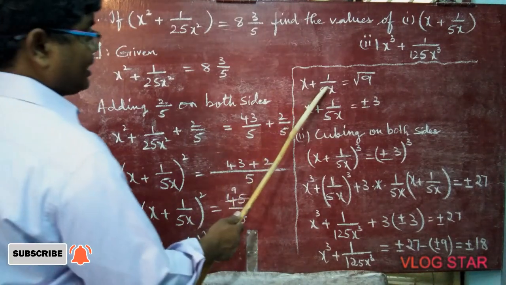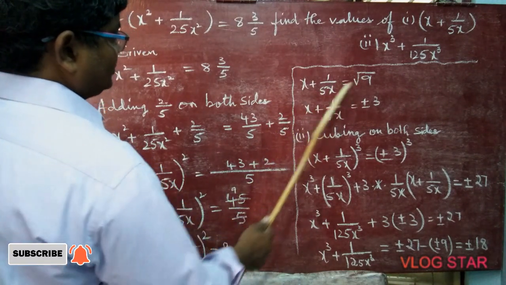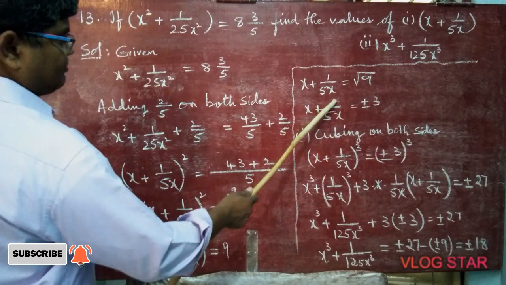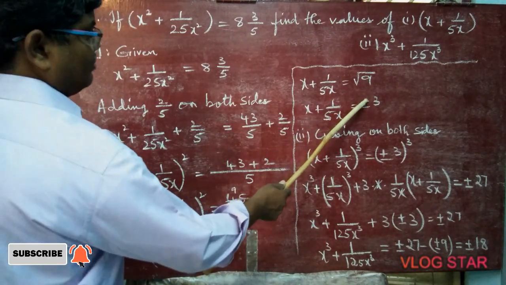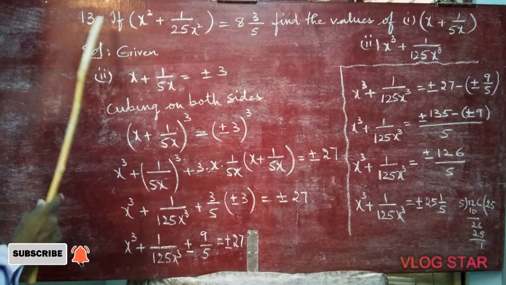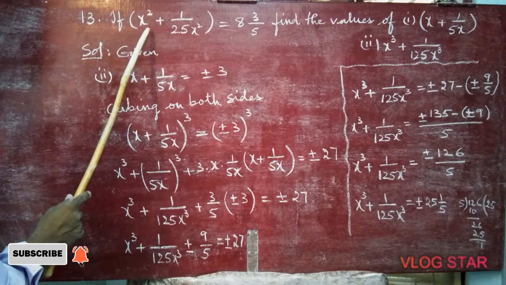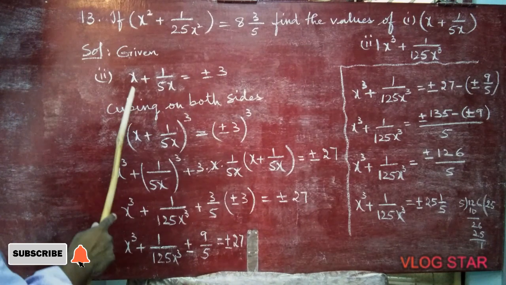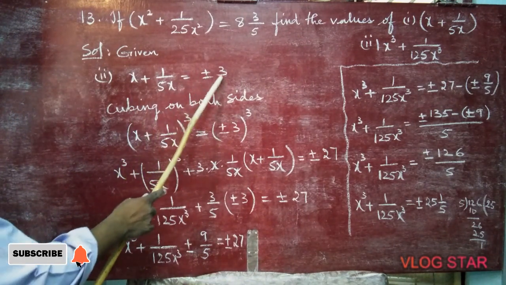Now the square going from left to right becomes square root. x + 1/5x is equal to the square root of 9. What is the square root of 9? Plus or minus 3. That is the 13th problem, first bit. We got x + 1/5x is equal to plus or minus 3.